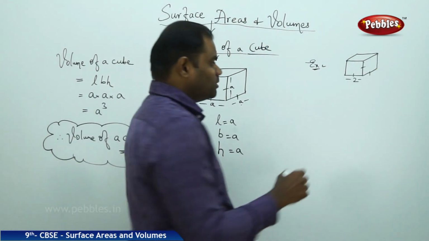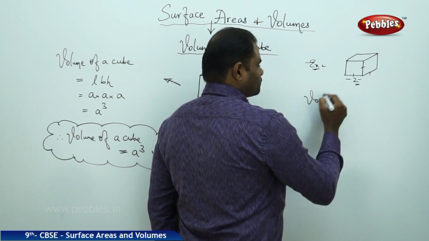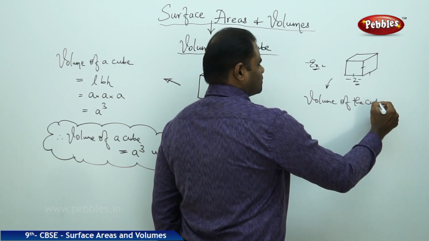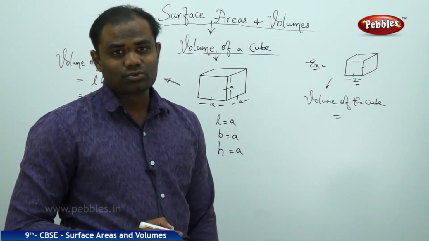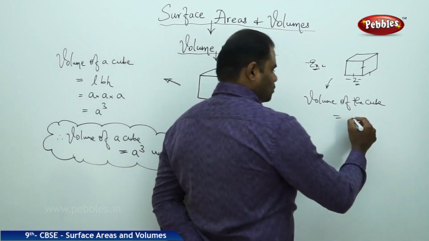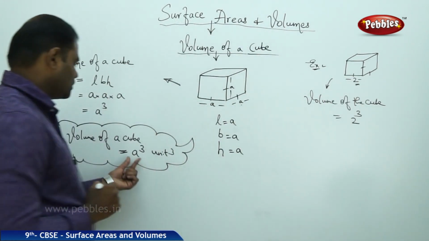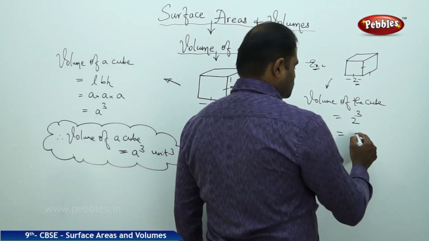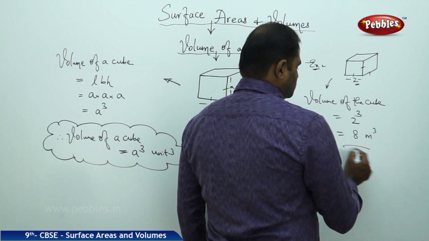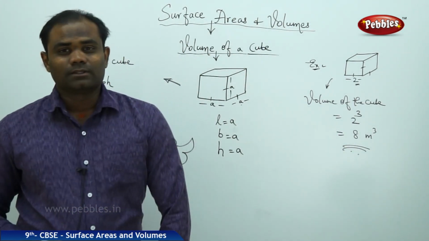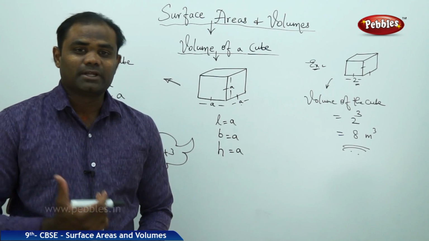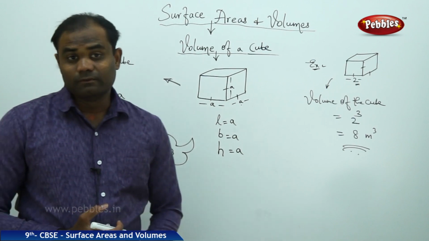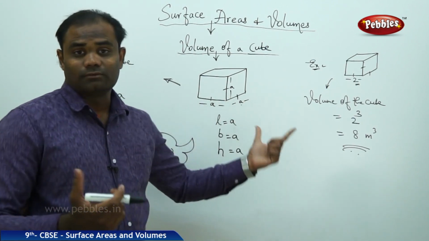2 meters, then the volume of this cube whose dimension is 2 meters is given by 2 cube, because we have the formula A cube with A equal to 2. I have this 2 cube which is 2 times 2 times 2, which is 8 meter cube. That is how we understand the volume of the cube given its dimension. It is given by the formula A cube unit cube, where A is the side of the cube.